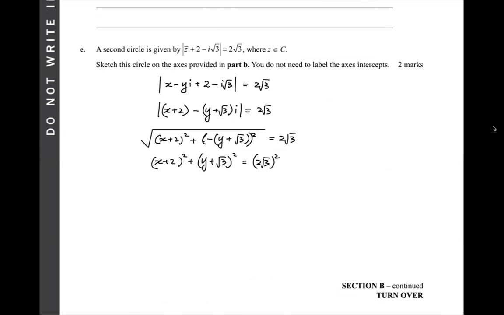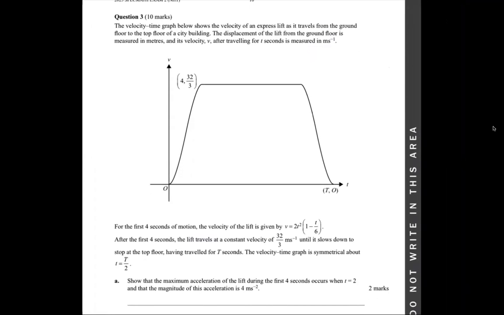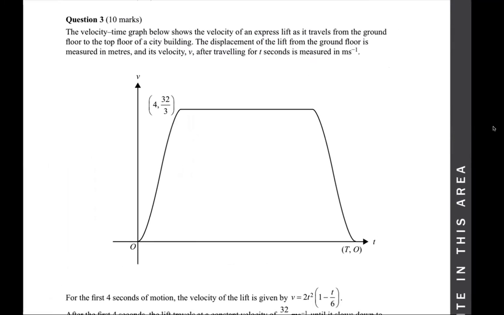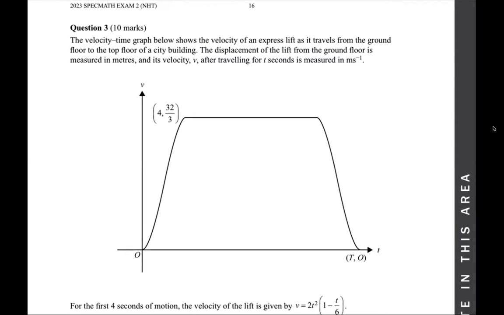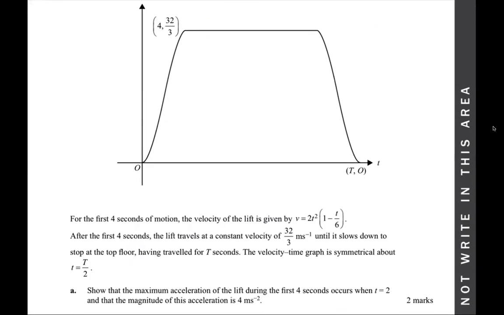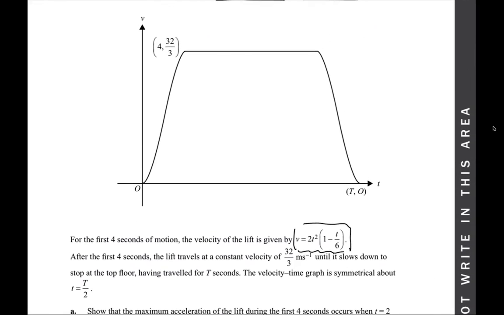Right. So basically, that's question 2, and let's have a look at question 3. Question 3 is actually a very nice velocity time graph question. For the first 4 seconds of the motion, the velocity of the lift, so we are talking about the motion of a lift here, as it travels from the ground to the top, the displacement of the lift from the ground floor is measured in meters, and the velocity after traveling for t seconds is measured in meters per second. Here is the velocity function from 0 to 4.